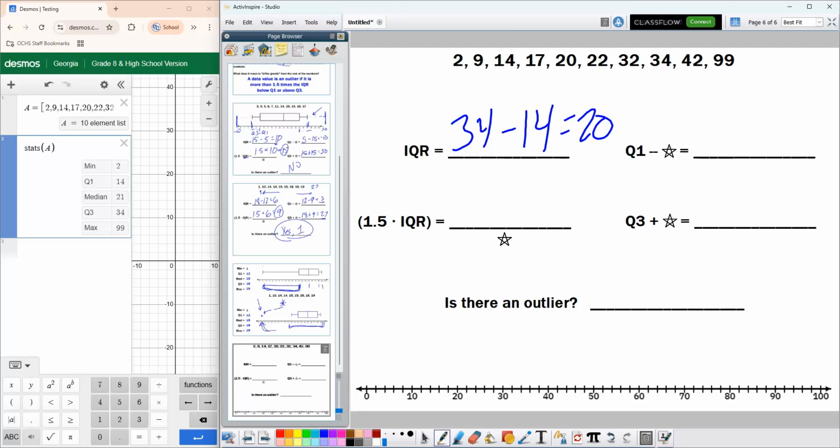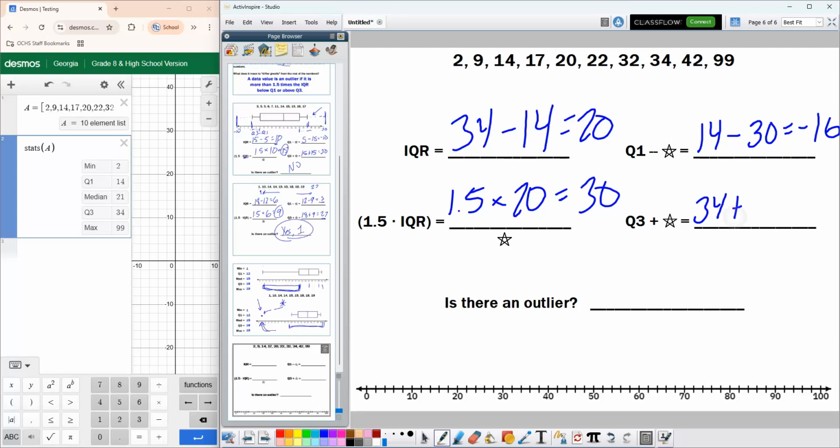So, 1.5 times that IQR I just got would give me 30. You would punch that in the calculator. And then I'd have Q1, that would be 14 minus 30, which is negative 16. And then Q3 is 34 plus that 30 we just got, which would be 64. Now, negative 16 over here, that would be over here somewhere.